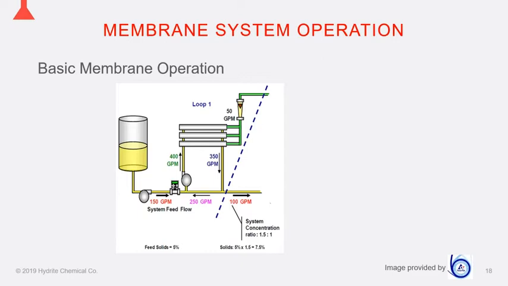Every membrane system will always have stages or loops. And for this example, it's called a loop, because these images have been provided by Tetra Pak. So we're very grateful for letting us use them. What we can see is each loop has its own pump. That pump is providing that cross flow over the surface of the membrane.